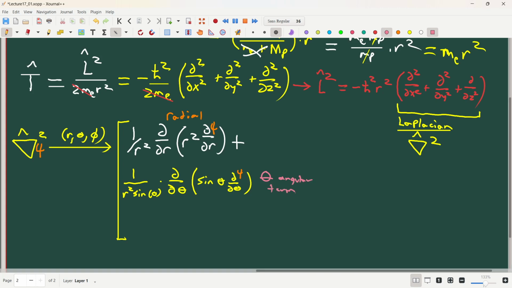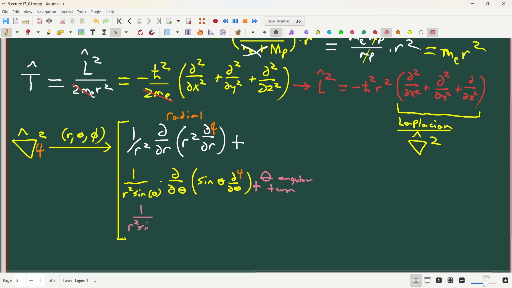And then we have the phi term. So I'll add a plus here for the last term. And the last term is 1 over r squared sine squared theta. Let me make that theta a little bigger.